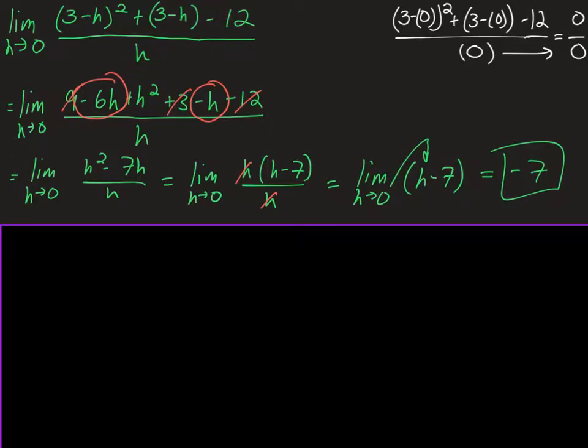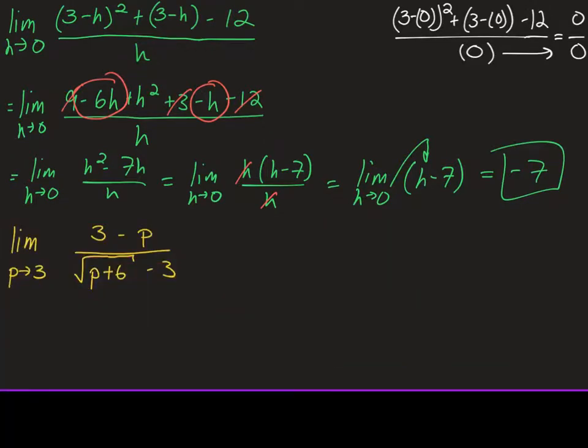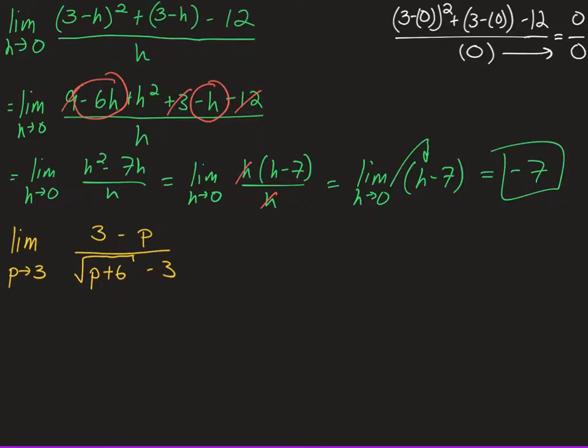The last example here. Here we go. This is a doozy, but not impossible. So when you look at this, you'll notice that we have the limit as p approaches 3 of 3 minus p over the square root of p plus 6 minus 3.